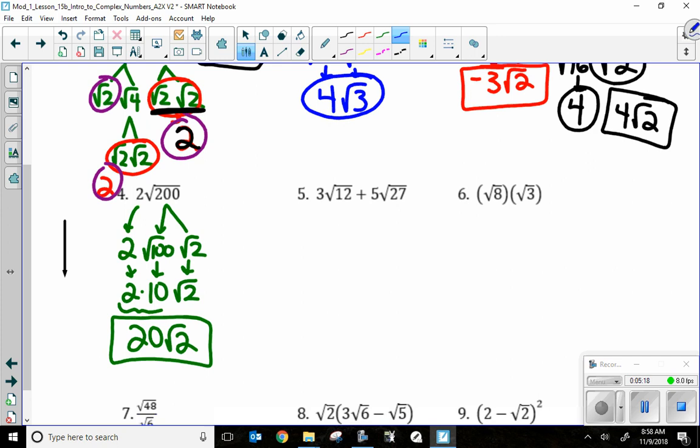Now for number 5, adding and subtracting, what we call combining.